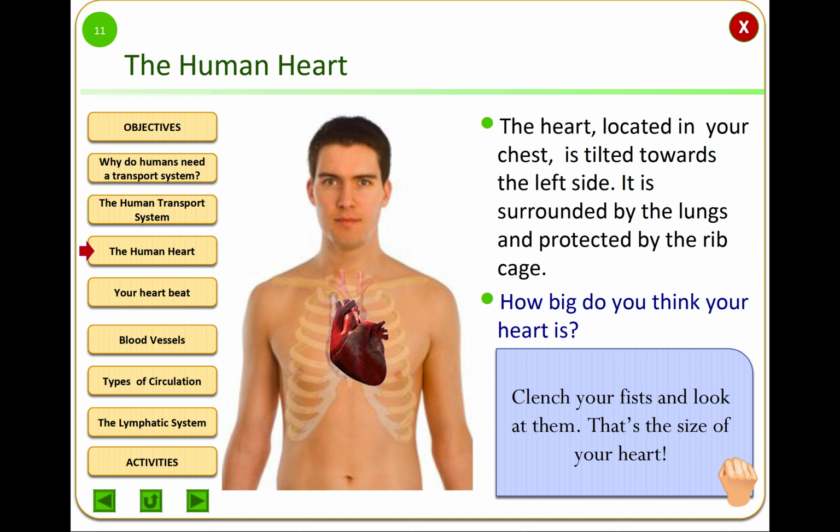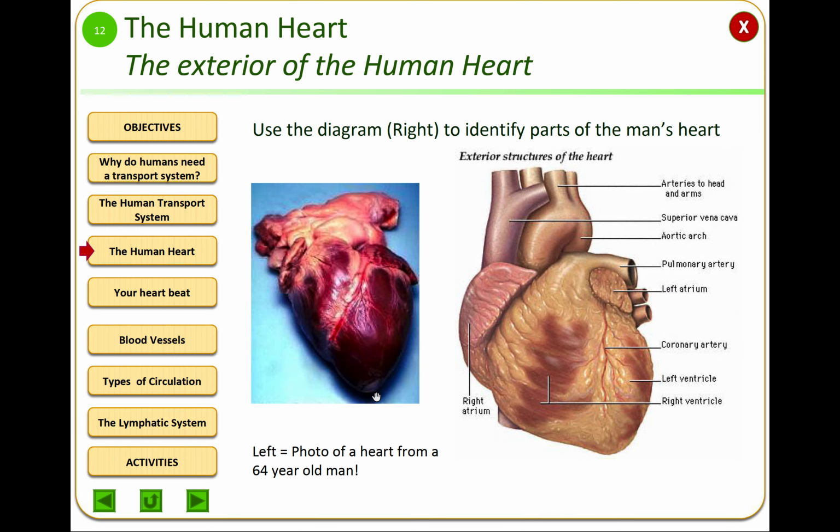It's found inside the chest, tilted, and it's found to the left side, surrounded by the lungs and protected by the rib cage. The fist has the same size as your heart when you are pushing it inside. This is the shape of the heart.